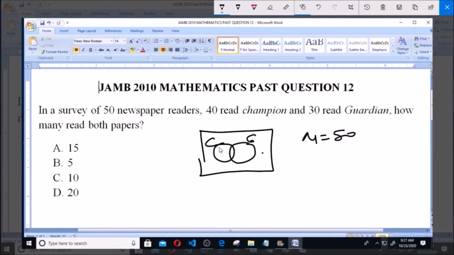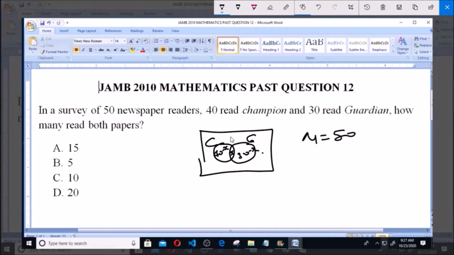Now out of those that read Champion and those that read Guardian, some read what? Both papers, as some read both Champion and Guardian. Let's call those X. So we can now say here is what? Since those that read Champion is 40, we can now say here is 40 minus X, and those that read Guardian is 30, we can now say 30 minus X.